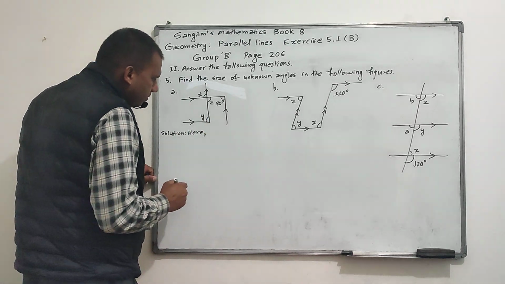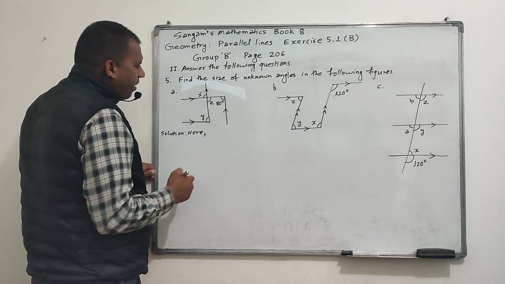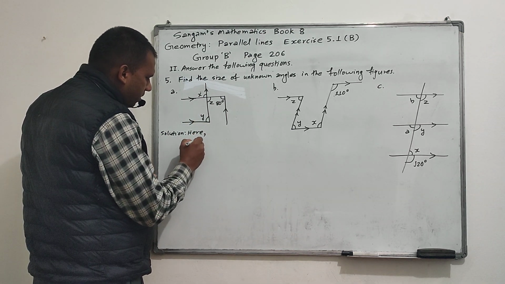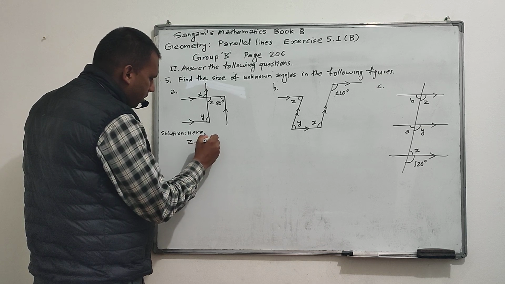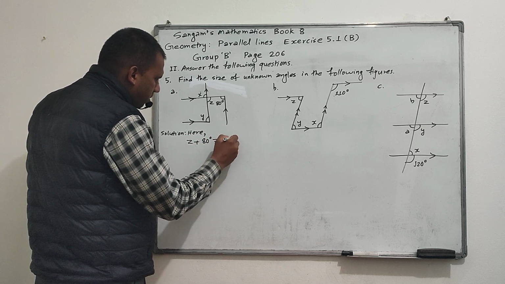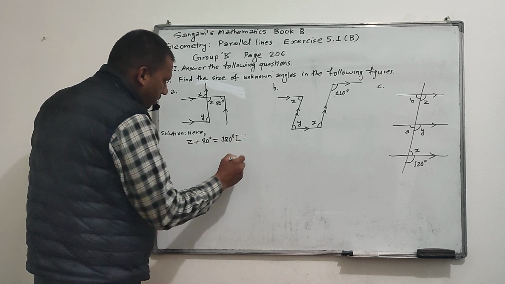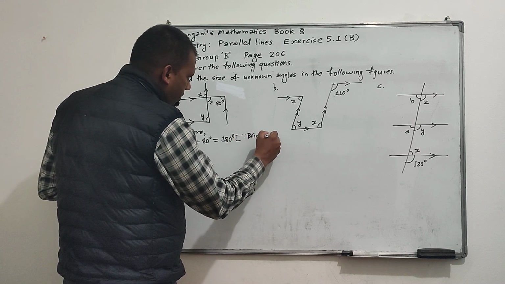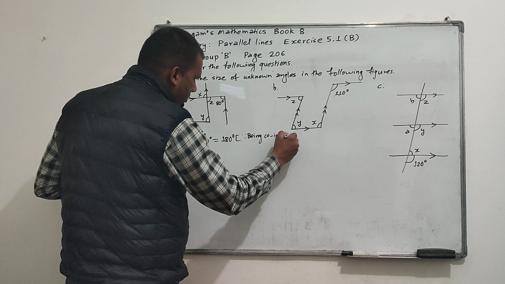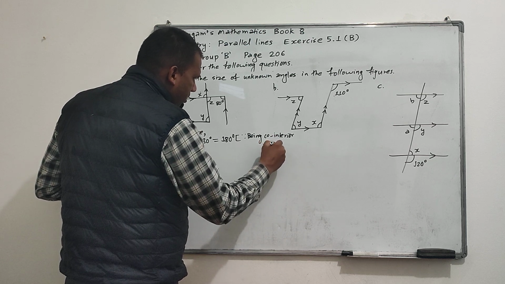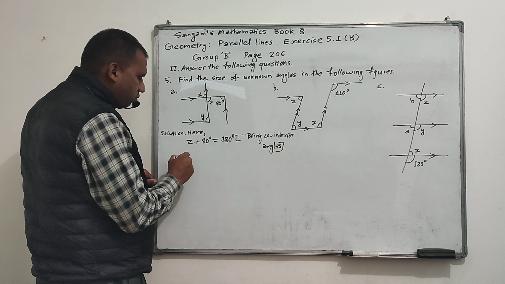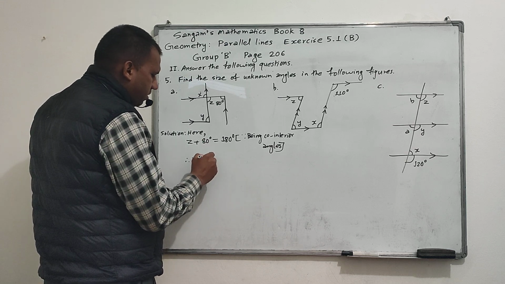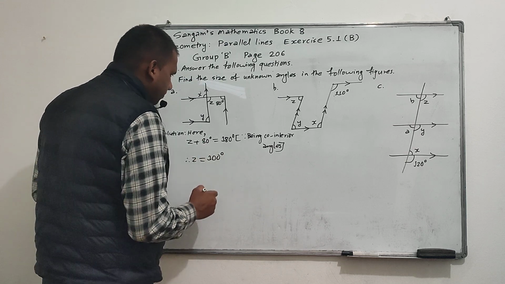Here z and 80 degree are co-interior angles, so we can write z plus 80 degree equal to 180 degree because being co-interior angles, therefore z equal to 180 minus 80, that is 100 degree.